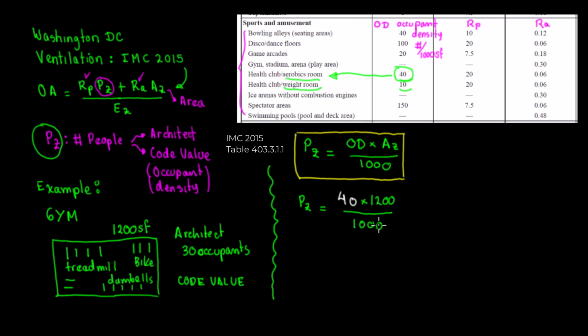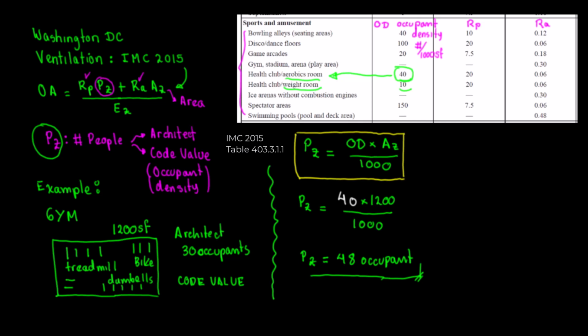All right. So I'm going to go to my calculator, and what does that give me? It's 40 times 1200 divided by 1000. So the number of occupants is going to be 48. So let's put in here PZ equals 48 occupants. There we go. So this is what we call the code value. That's what we're explaining in here.